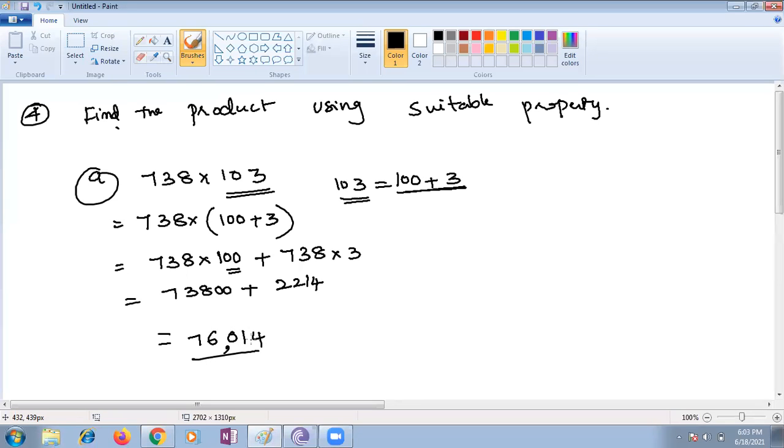Yes, ma'am. Very good. Now my question to Drona, please respond. 854 multiplied with 102. See here, the mother is 854. How should we write 102?